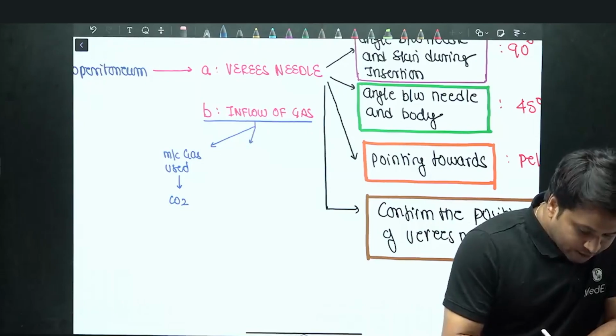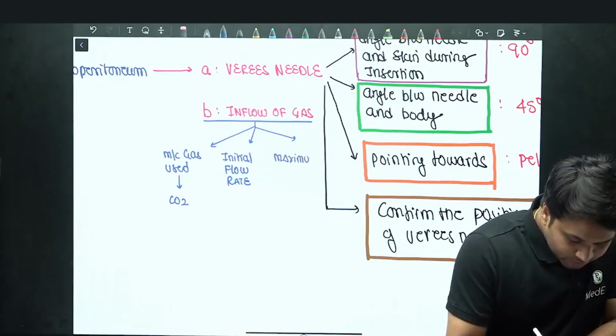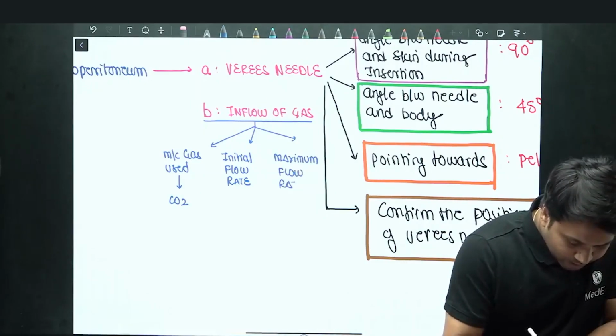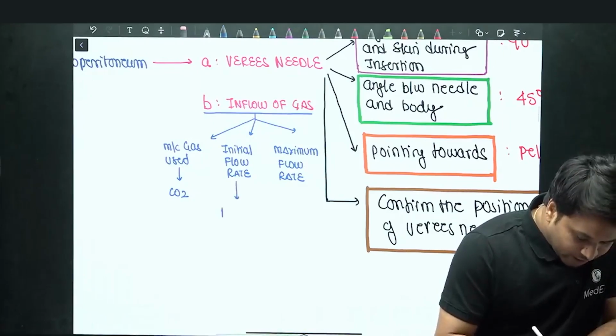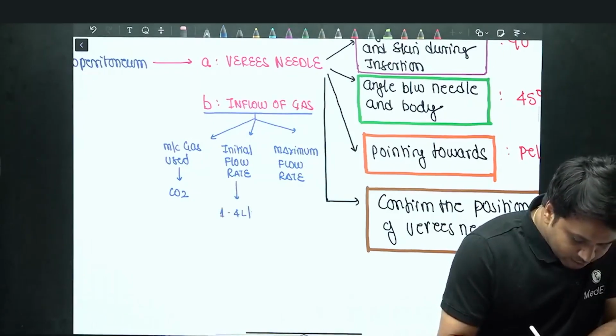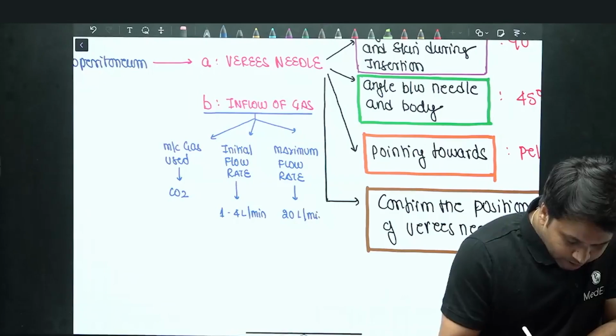The question that will be asked is, what is the initial flow rate and what is the maximum flow rate that you're going to use? Now remember, the initial flow rate is 1 to 4 liters per minute. Maximum flow rate I can keep as 20 liters per minute.